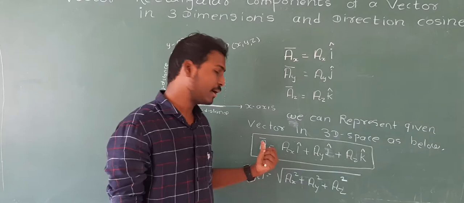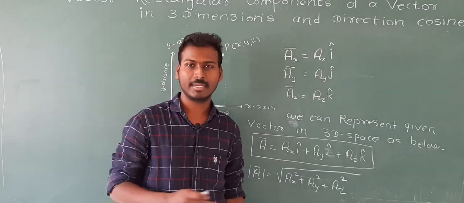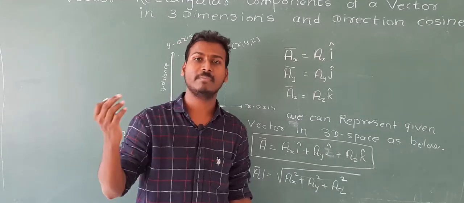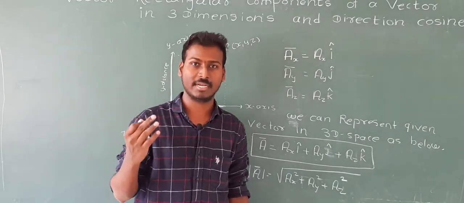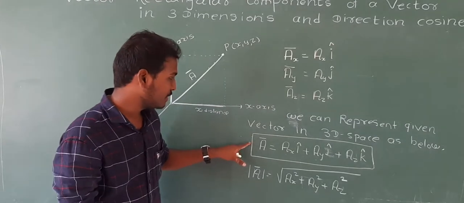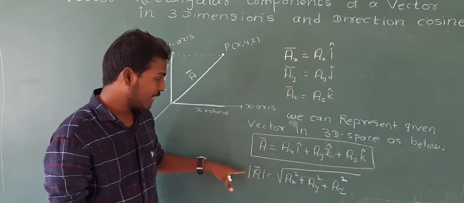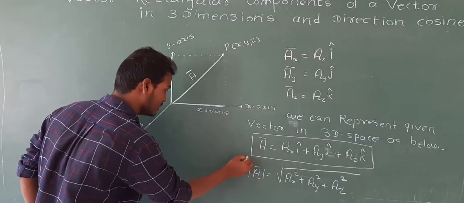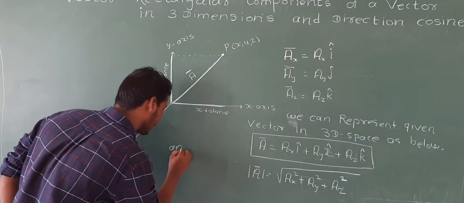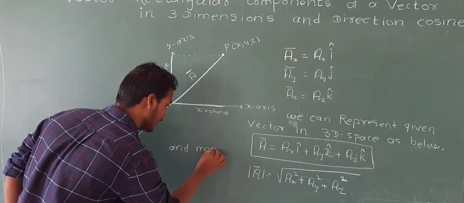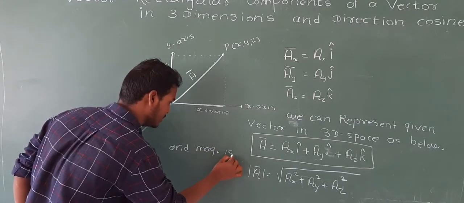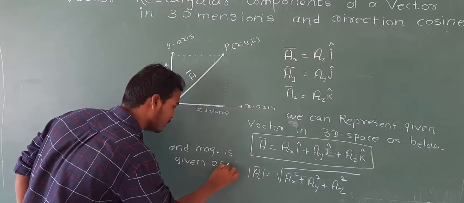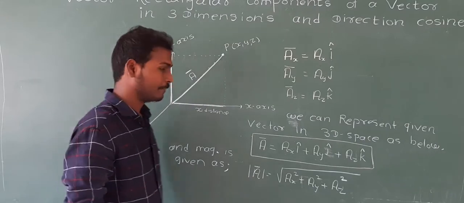Here, for example, we took a bar; it can be f bar, it can be any letter: s bar if it is a displacement, v bar if it is a velocity, a bar if it is an acceleration, you know that. So this is how we represent it, and this is how we find the magnitude. So after writing this, the magnitude is given as, okay, just note it down.